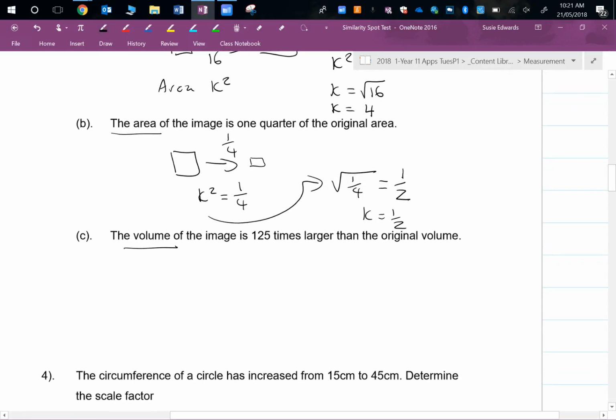Okay, so the volume of an image, so we've got an image here of volume. It might be the inside of that. When we change it, it gets 125 times larger.